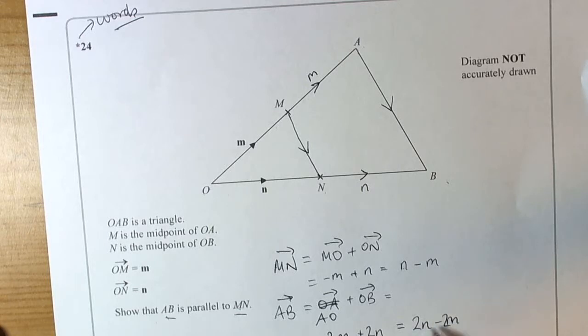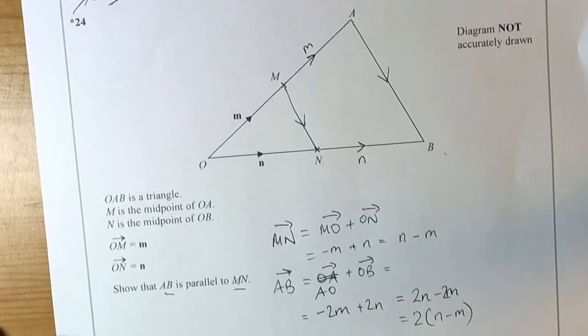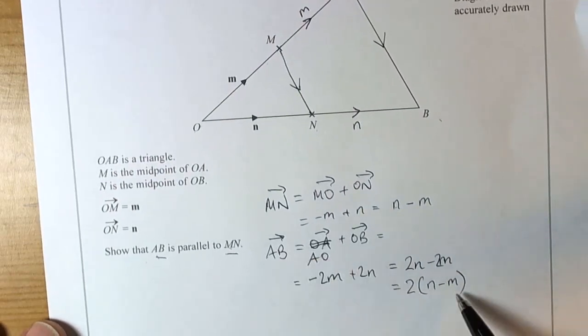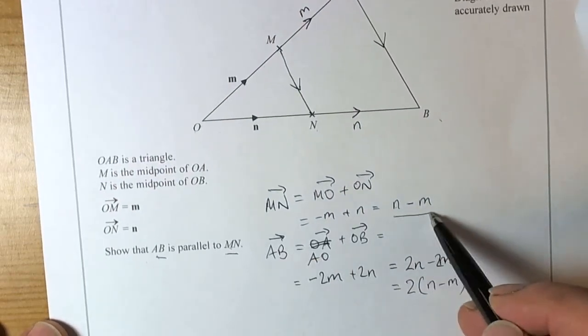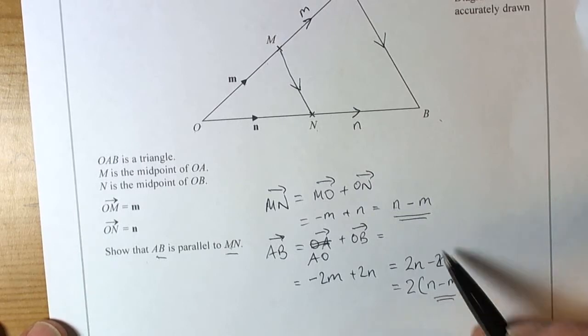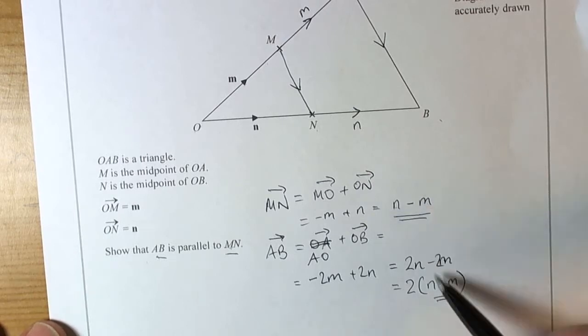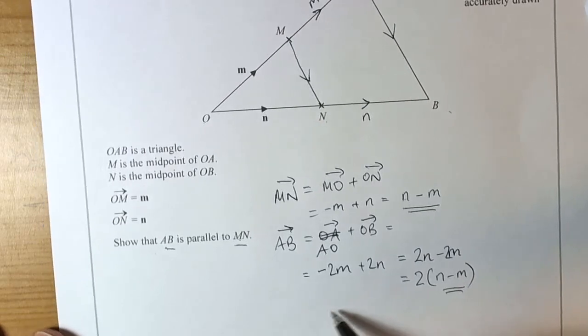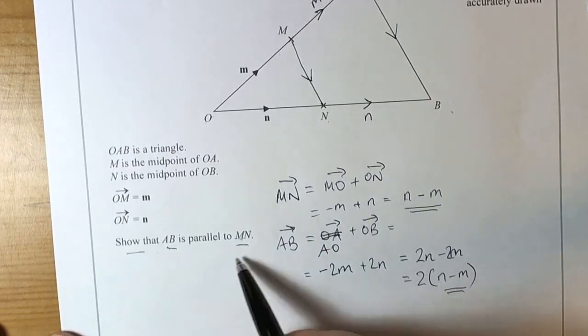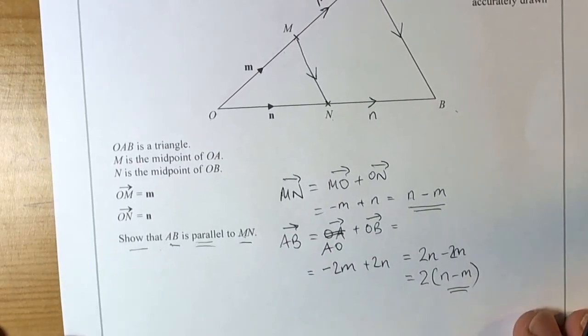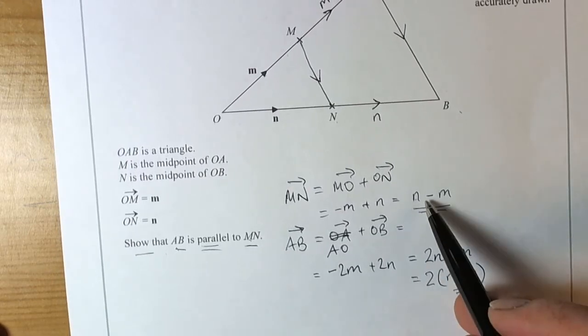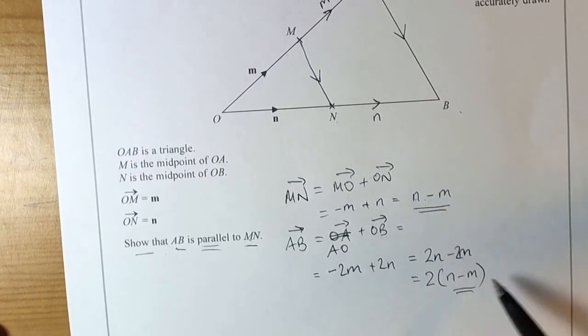And what we should realise here is a common factor, so it's nice to take that common factor out and then rewrite the vector. So we've got the two vectors, and what we can see is that n take away m is common to both vectors. It's a common factor. So because this is a proof question and it wants you to show that AB is parallel, well, if two vectors have the same common factor, then they must be parallel.